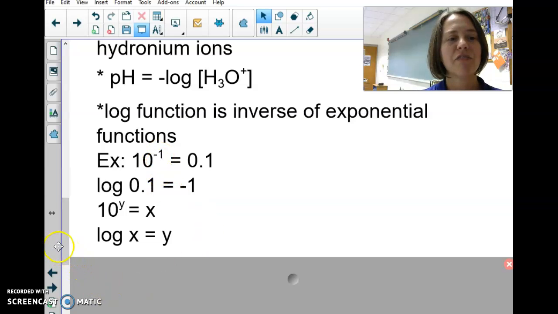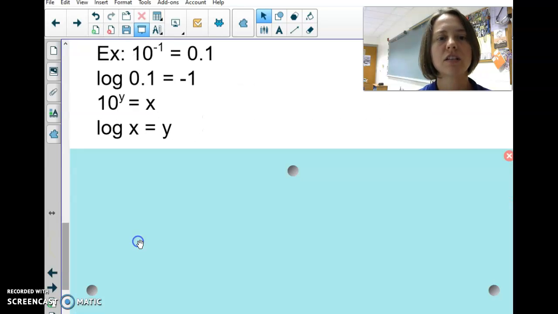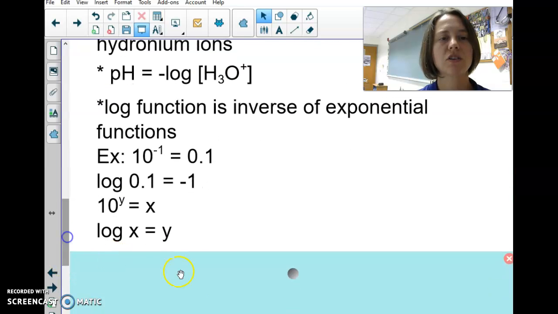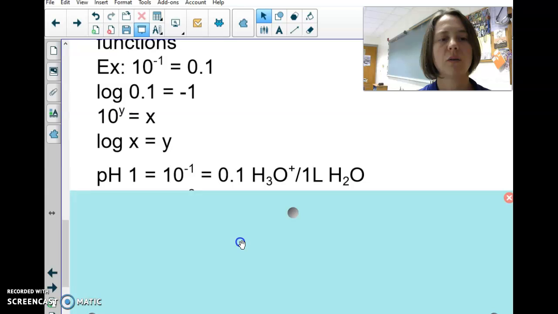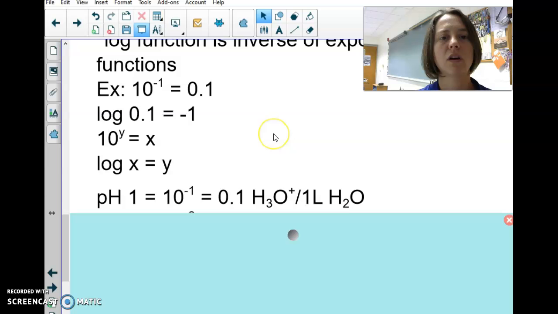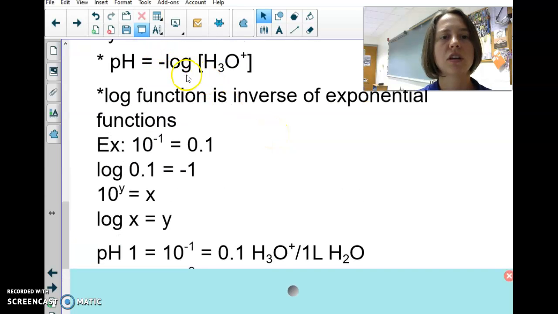Okay, so you don't need to have that mastered, but let's take a look at pH. As I said before, pH is the negative log of the hydronium concentration, and so let's look at our pHs. So if we have a hydronium concentration in a liter of water that is 0.1, then we know that 0.1 is equal to 10 to the -1st, that those are the same thing. And we know that the log of 0.1 is going to be -1. So if we look here at our equation, the negative of -1 is 1. So our pH is going to be 1.